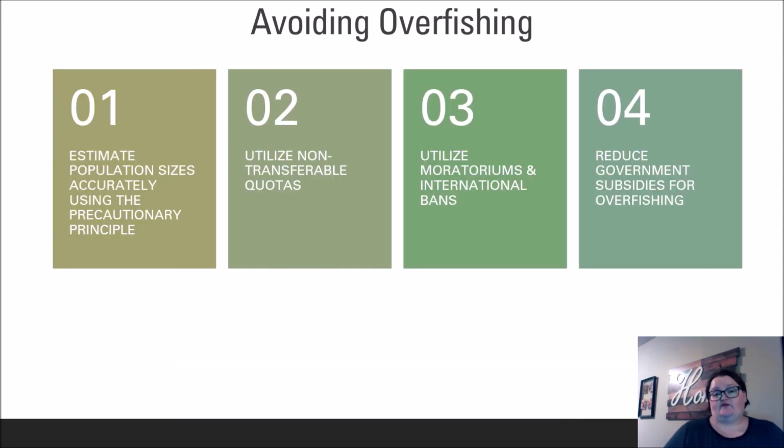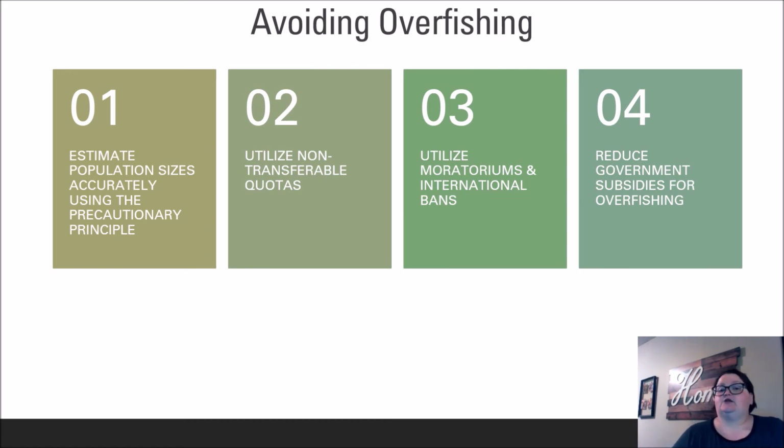How do we avoid overfishing? There are 4 major ways in which we can address this problem. The most environmentally appropriate way is to use the precautionary principle to more accurately estimate population size. This allows for the harvested level to be lower than the maximum reproduction rate, meaning that we are harvesting at the optimum sustainable yield. The other options are economically motivated.